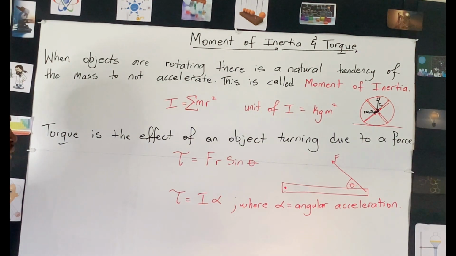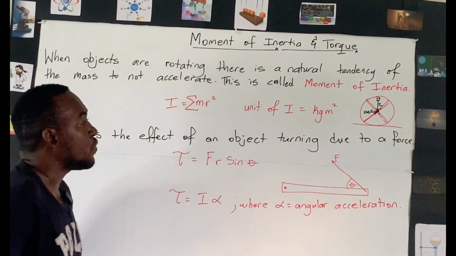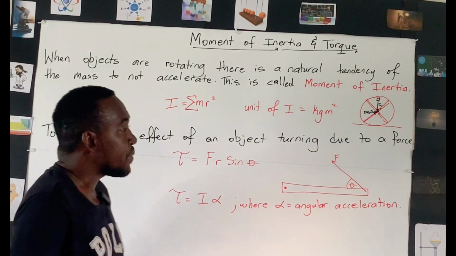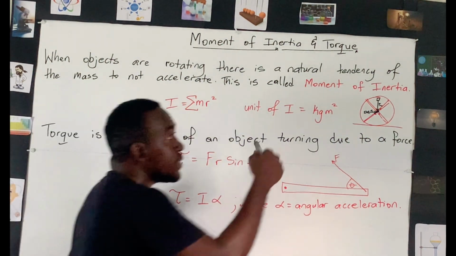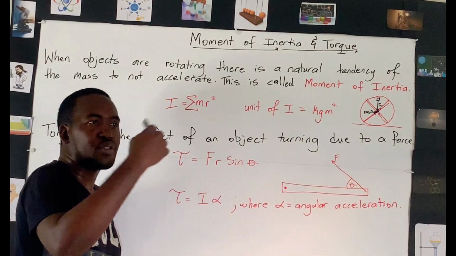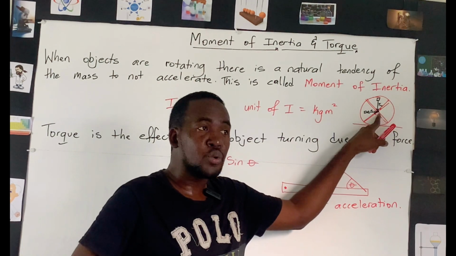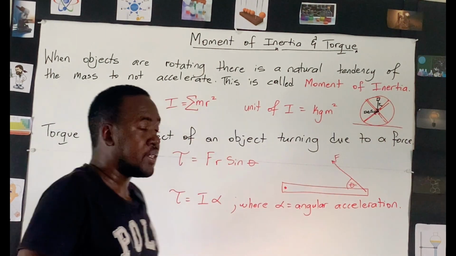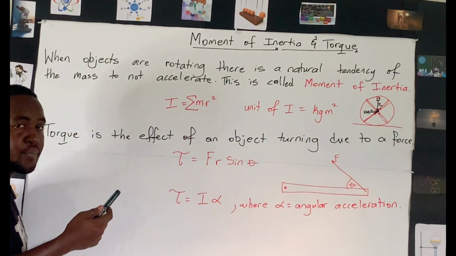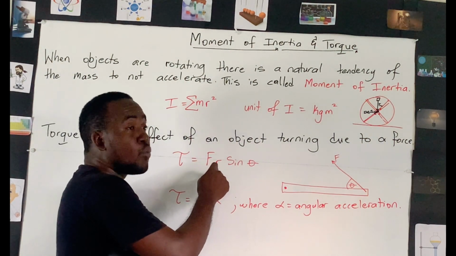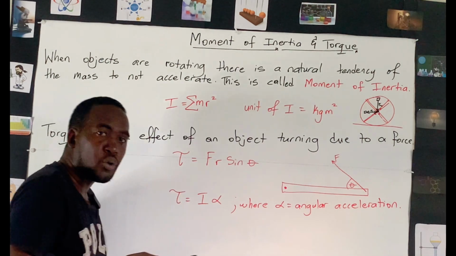And torque is the effect of objects turning due to a force. So for example, if we look at the same wheel that's rotating, it is turning about the point of the axis, and that is due to a force. So therefore, the effect of that force and the distance that it is away, right, will give us the torque.